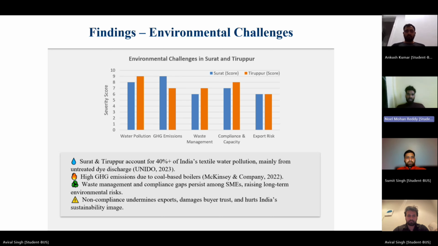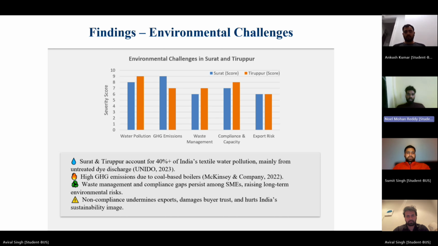A staggering portion of wastewater from Surat and Tirupur is discharged untreated. Contaminated rivers are impacting local communities. A 2003 UNIDO report estimates that more than 500 million liters of untreated water are released per day during peak operations.